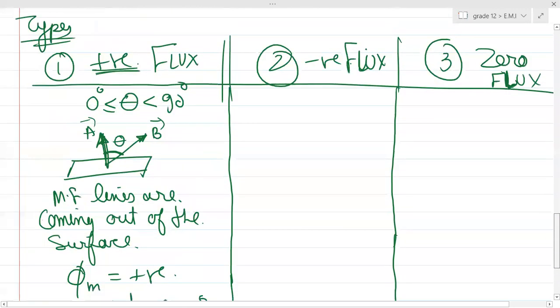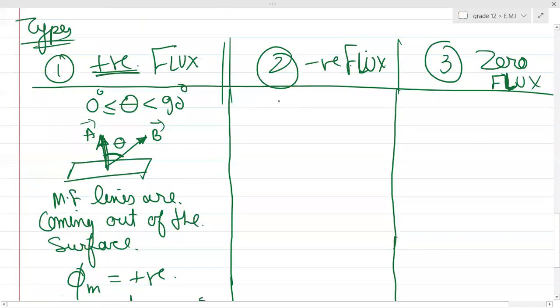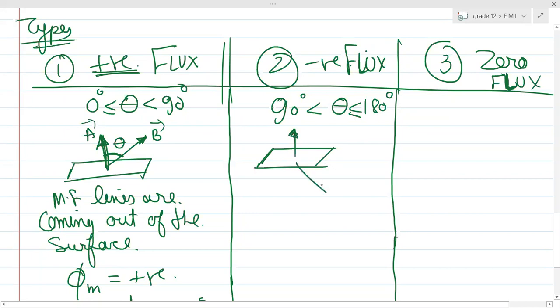Now, when will the flux be negative? The flux will be negative when the angle will be from theta, 90 degree to 180 degree. Now, in this case, what will happen? Suppose this is the area and the area vector is like this and the magnetic field is going like this. So can you see here in this case the theta will be what? More than 90 degree, right?